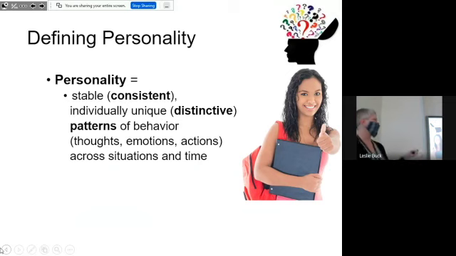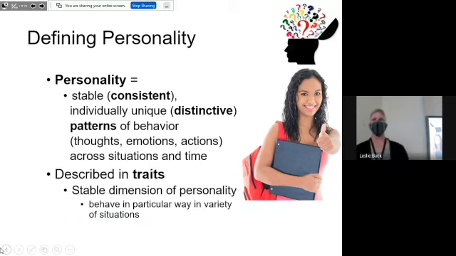Now, typically we describe personality in terms of traits. A trait is just one dimension of your personality. So I have a dimension of my personality. One of my traits is I am very organized. Is that all I am? Is that the only thing that there is to me? Your sense of humor. Is that all you are? Or do you have multiple traits?